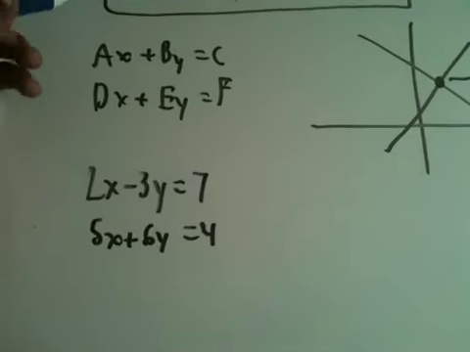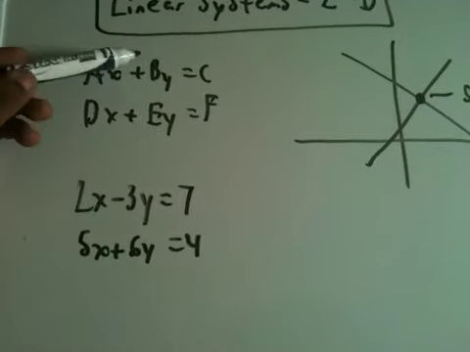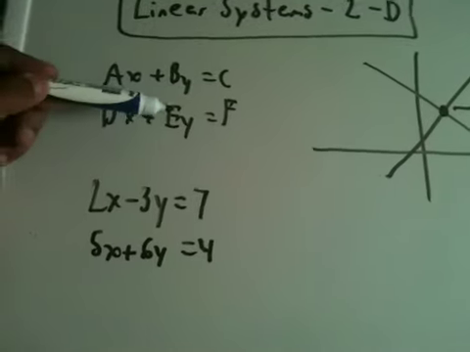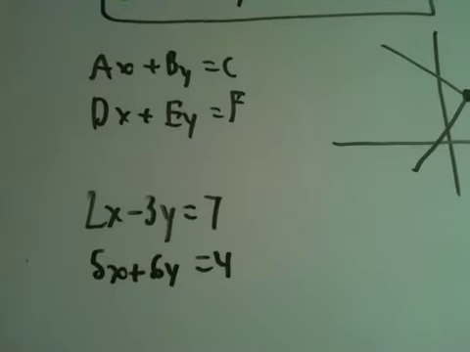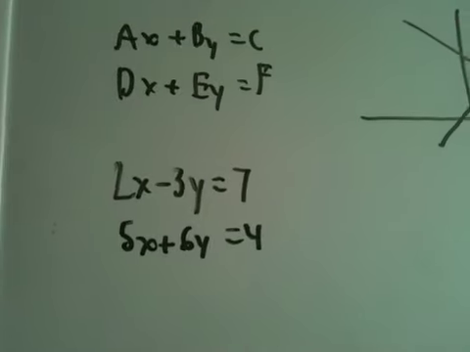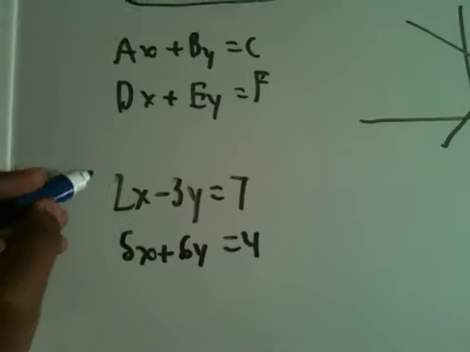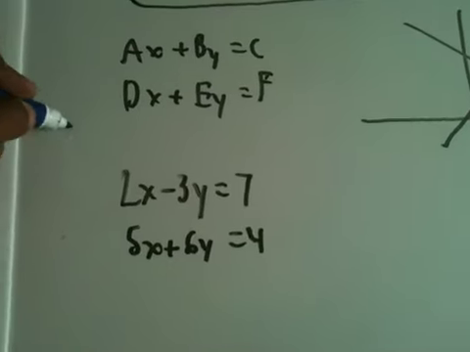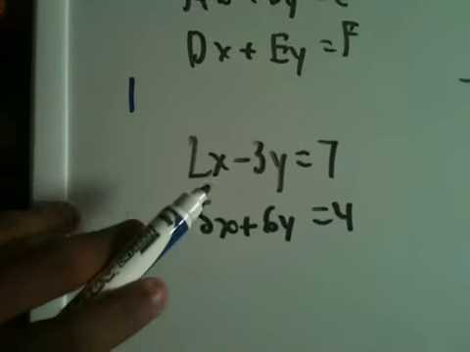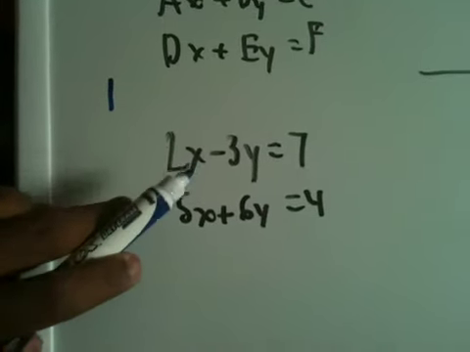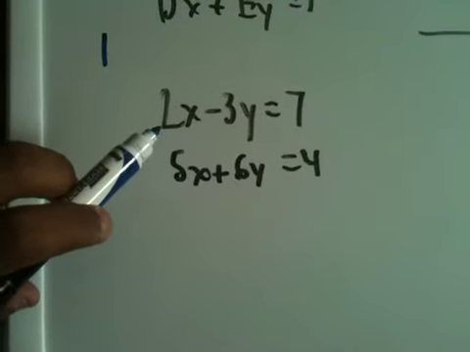Now, first, your equations are going to be in the form like this: ax plus by equals c, and dx plus ey equals f, usually following the standard form of equations of lines. So, let's start with solving one of these, and I'm going to be solving it in blue. And here's our set of equations: 2x minus 3y equals 7, and 5x plus 6y equals 4.